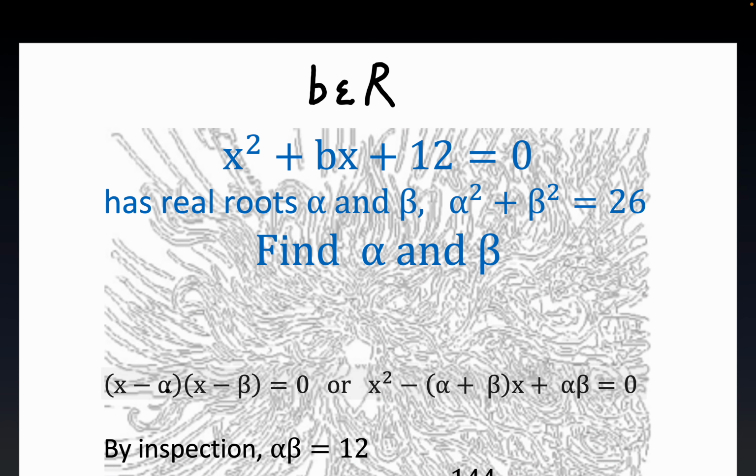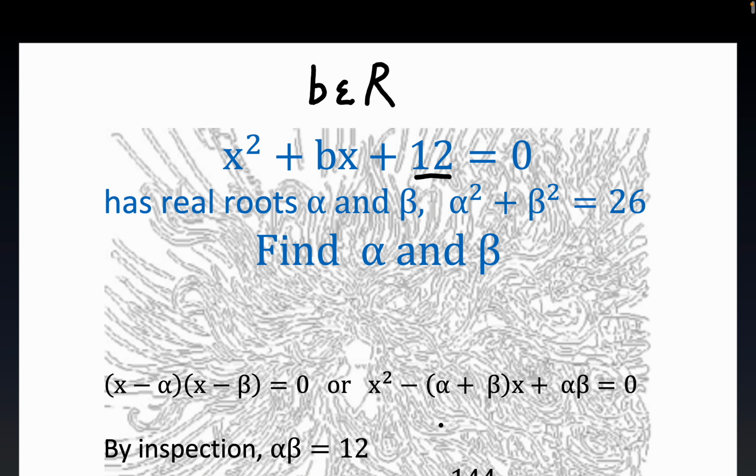Since alpha is a root, then x minus alpha is a factor. Since beta is a root, then x minus beta is a factor. When we expand that out, we get the well-known result, sometimes called Vieta's formula for the squared case. By inspection, we know the constant term is 12, so we can set alpha times beta, the product of the two roots, equal to 12.